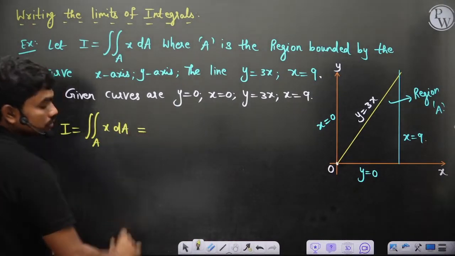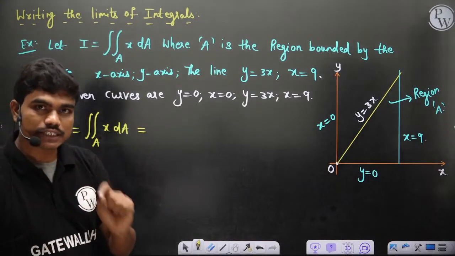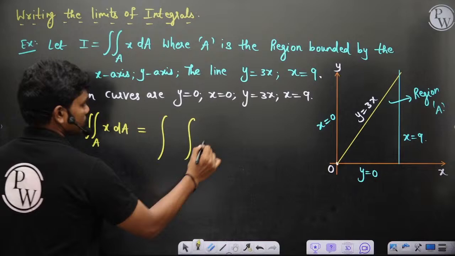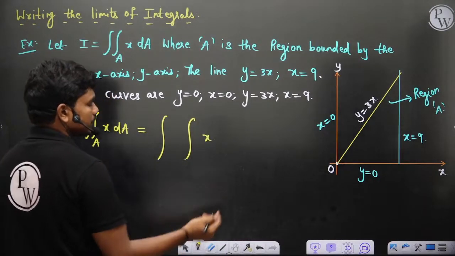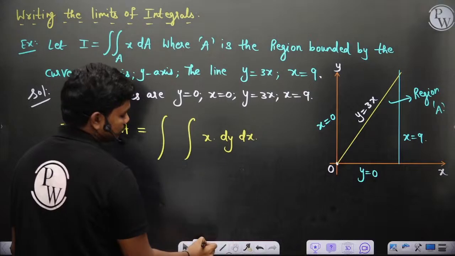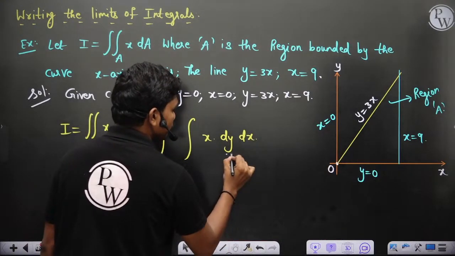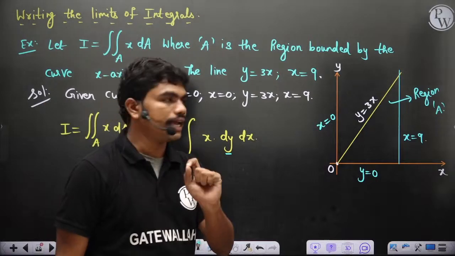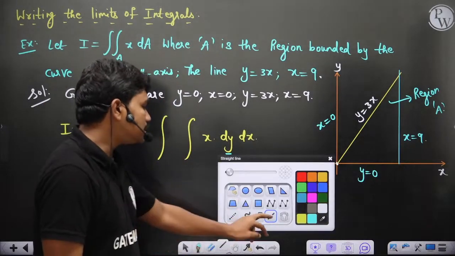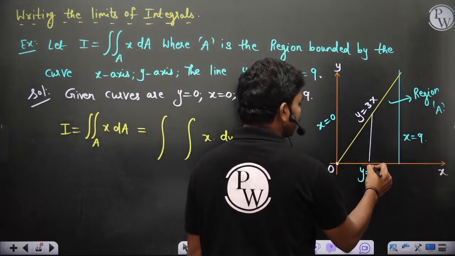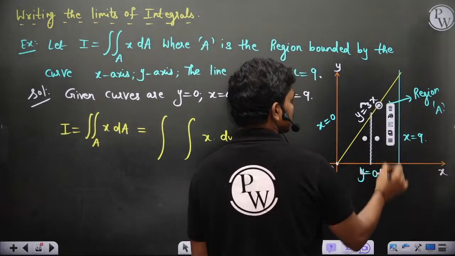So let me tell you how to write these limits. This part is very crucial, so please listen very carefully. Let's choose the first variable of integration as y, no issue. So I'm writing dy and dx. When you choose the first variable of integration as y, what we do is consider a vertical strip in this region. So you consider some vertical strip in this region.